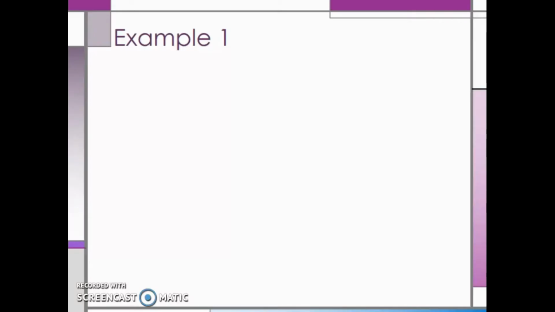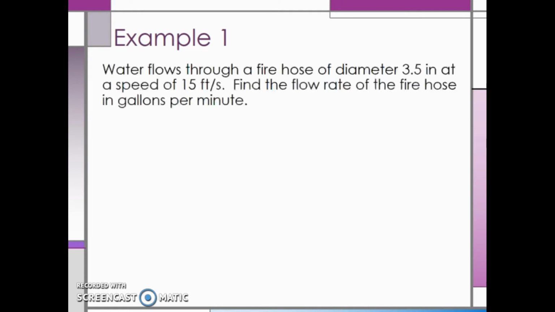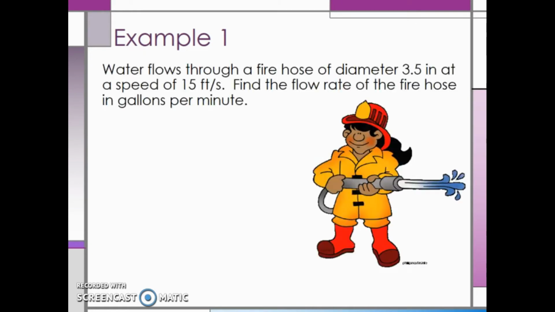In the previous video, we looked at an equation for flow rate. Let's now take a look at an example of how to calculate flow rate. Water flows through a fire hose of diameter 3.5 inches at a speed of 15 feet per second. Find the flow rate of the fire hose in gallons per minute.